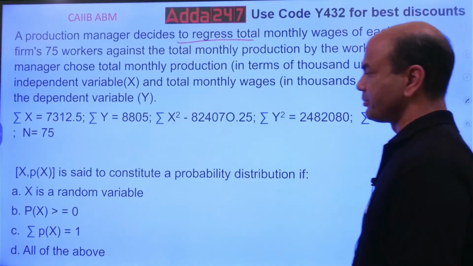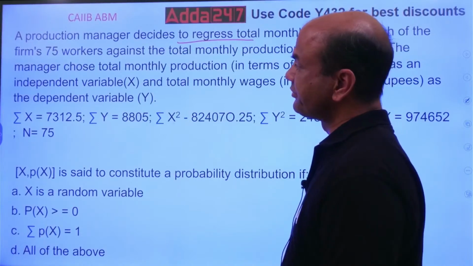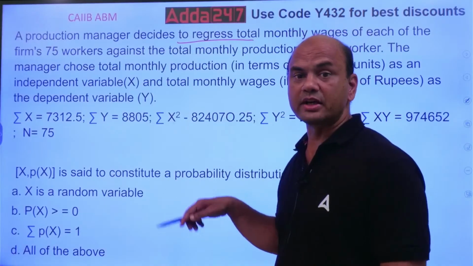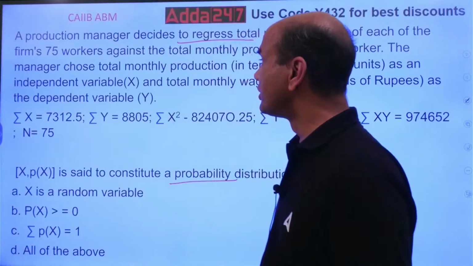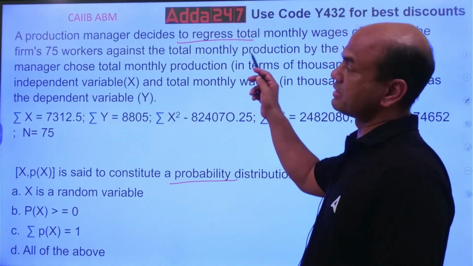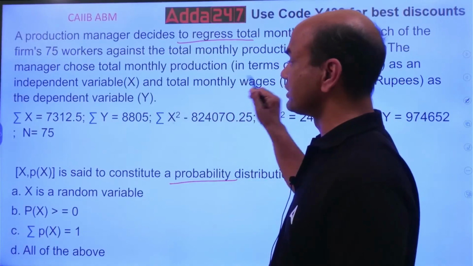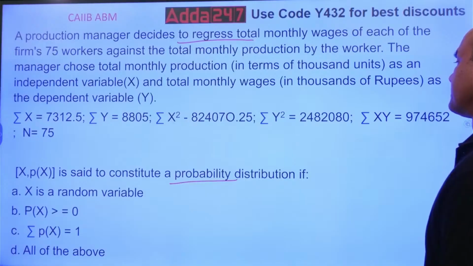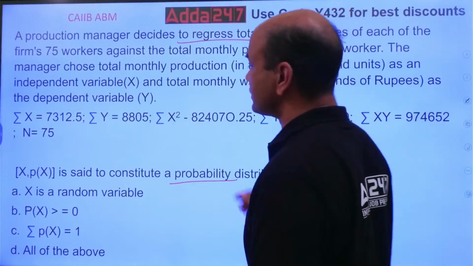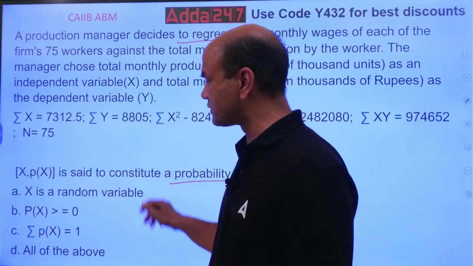If X, P(X) is said to constitute the probability distribution, means now here the question started from regression and now it is moving on to probability. Actually speaking, this question would have a separate question also. I can ask a separate question over here. We can solve a case study also over here. I'll solve a case study on this also. But first, let's solve this question.